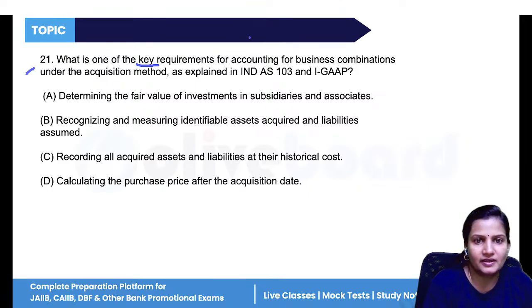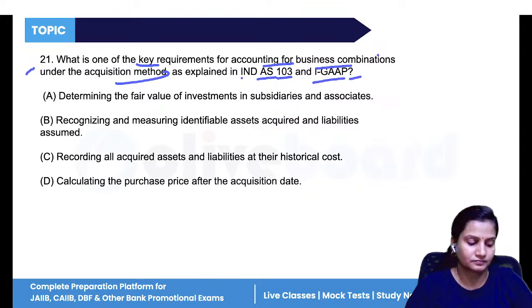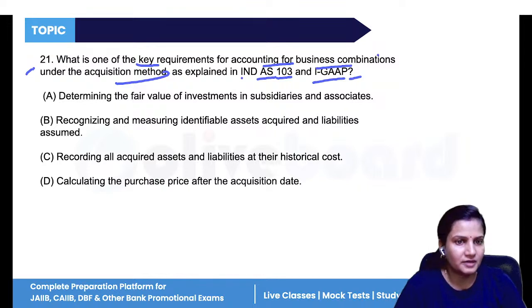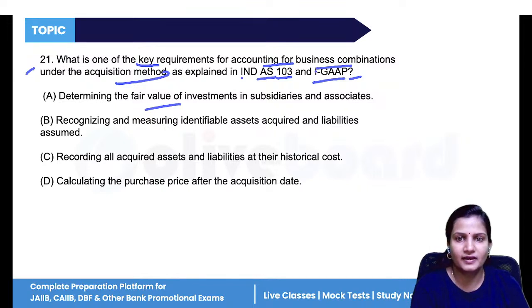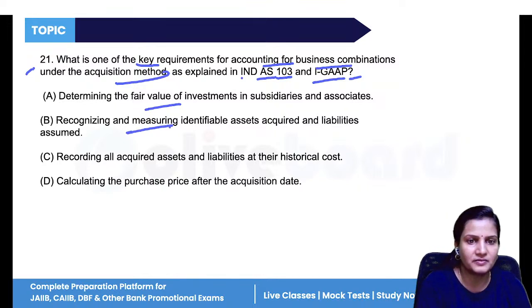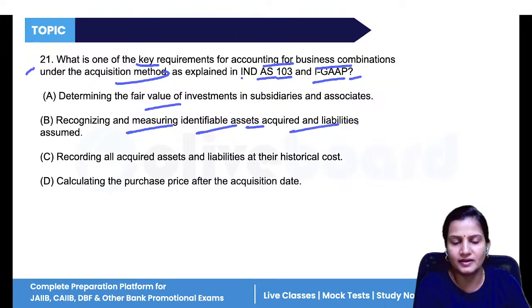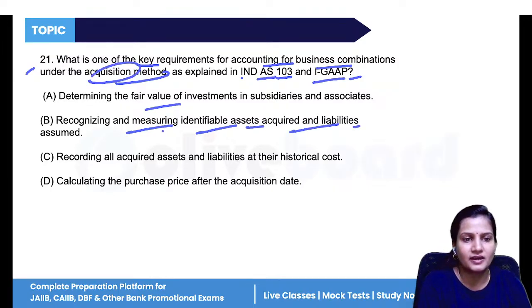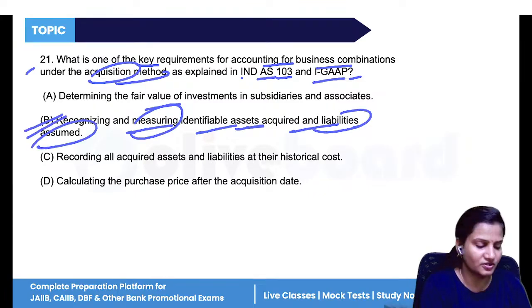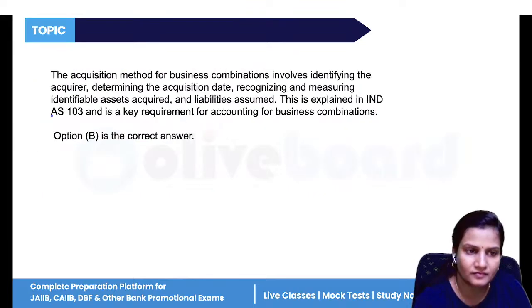What is one of the key requirements for accounting for business combination under acquisition method explained in Ind AS 103 and ICAR? Determining the fair value in AS 103, recognizing and measuring identifiable assets, acquired liabilities. See, in acquisition method, you have to measure and recognize the assets acquired and the liabilities which you have assumed. So option B. So B is correct answer.